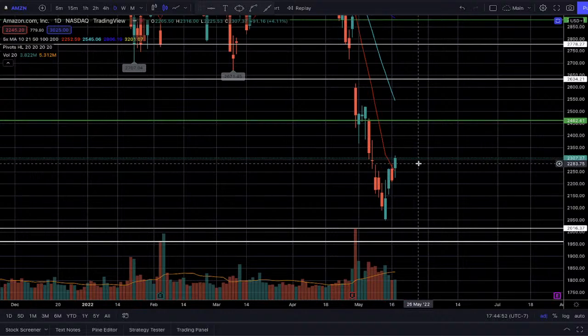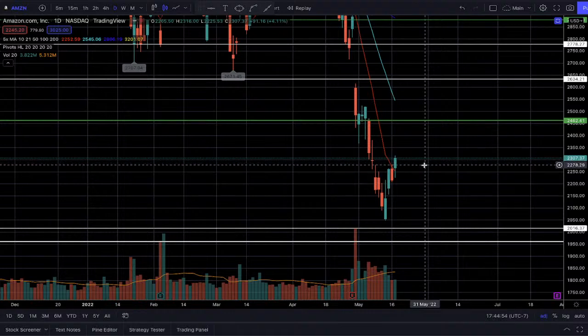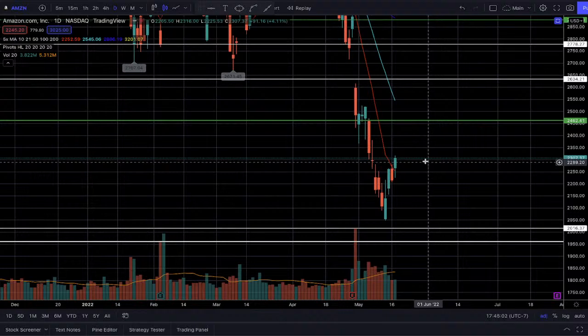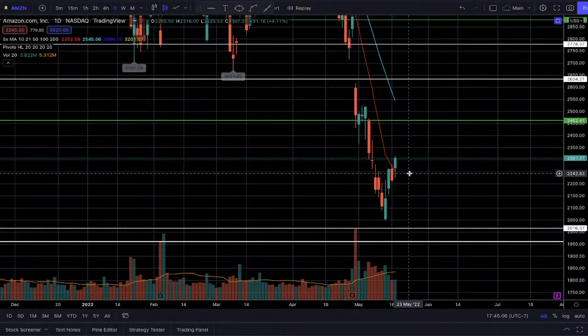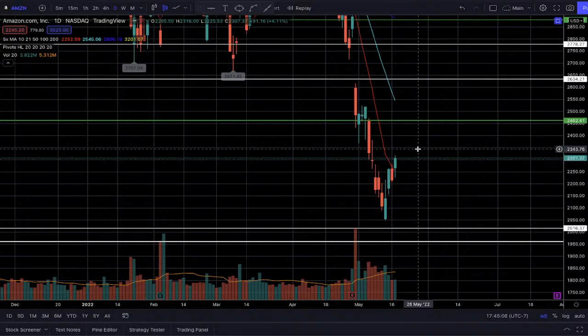So I wouldn't mind if Amazon pulls back to around 2,280. 2,280 is not a bad idea for a nice little tiny pullback for Amazon, and then another bounce, and then we continue higher, right?